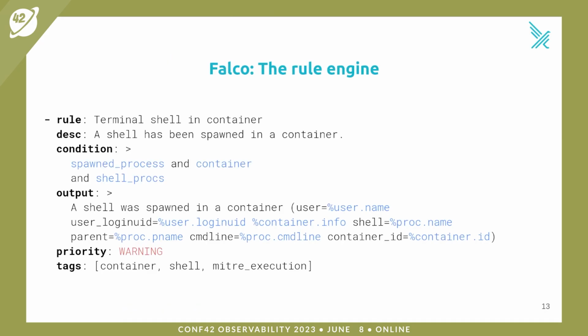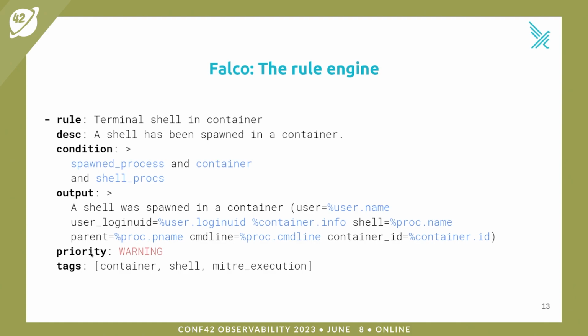So if we take a look at our first rule, for example this one, terminal shell in a container, we have the name of the rule, and the description for us, human beings. It will not be used by any system, and it will not be in the final output. We have the condition, we'll see it later, and an output. The output is the exact message we will get at the end. You can see some fields starting with %. These fields will be automatically replaced by Falco in the output. It means at the end, in the alert, you will get a real username and not this token.